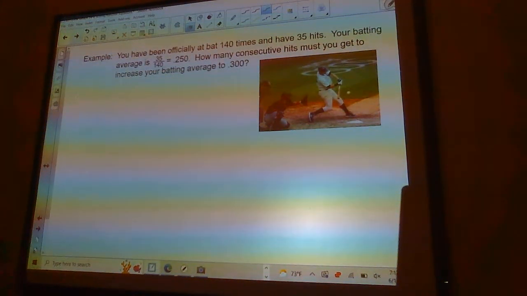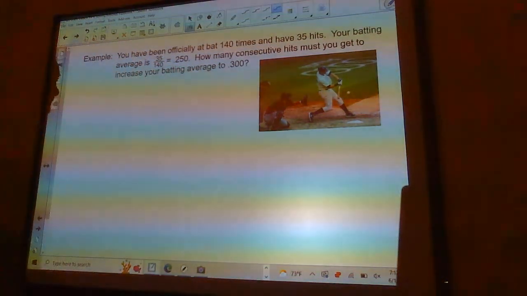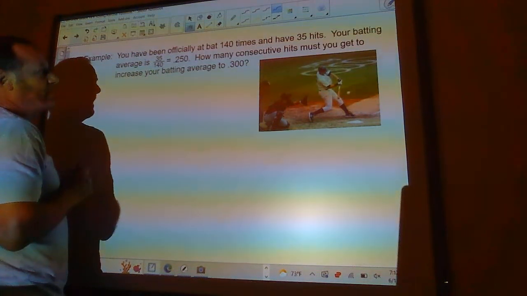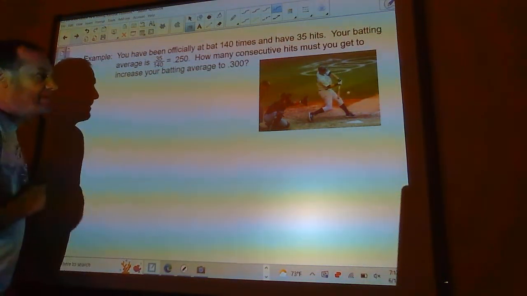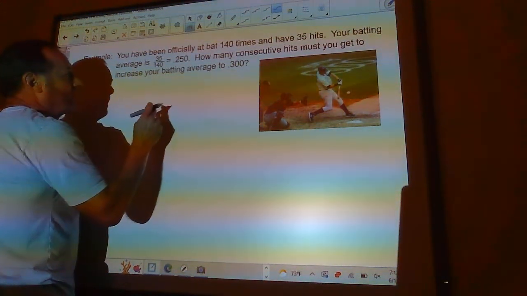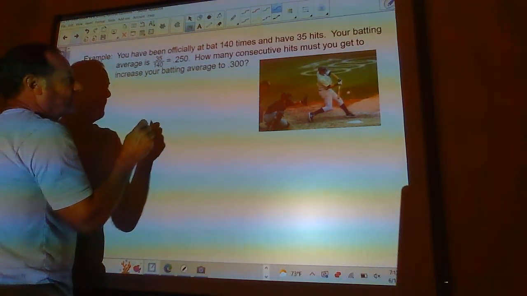You have been officially at bat 140 times and had 35 hits. Your batting average is 35 out of 140, or .250. Okay. How many consecutive hits must you get to increase your batting average to .300? Okay. So here's what I know. I know my batting average is .25, and I know that I've been at bat 140 times and I got 35 hits. Okay. So, how much do I need to increase my batting average to get to 0.3 or .300 here?